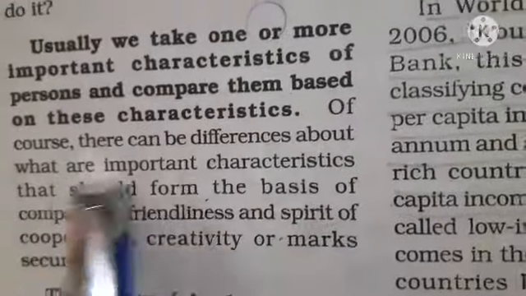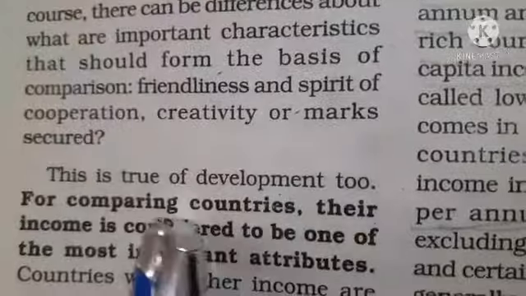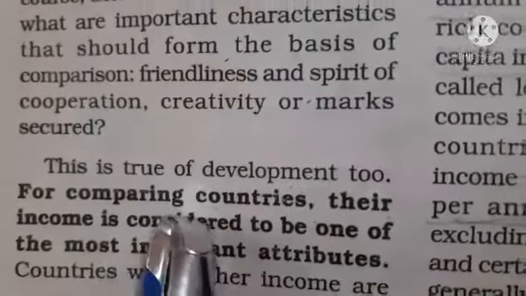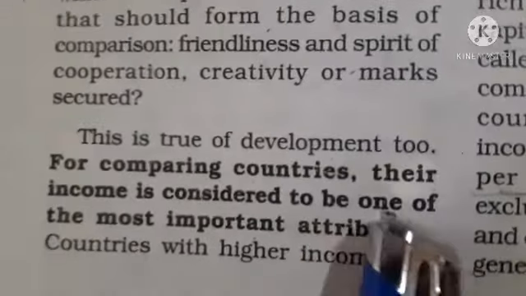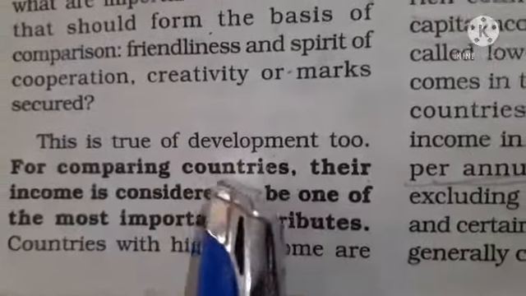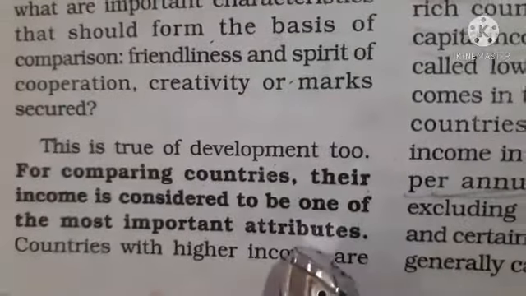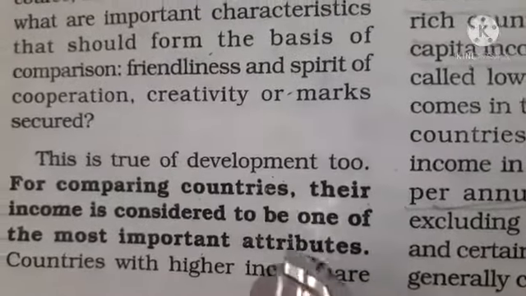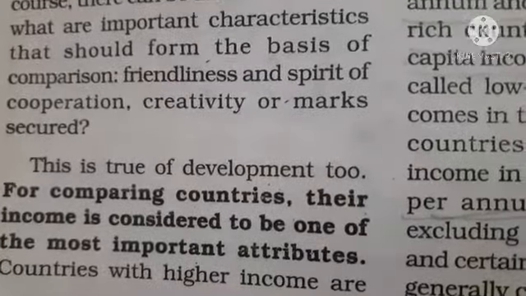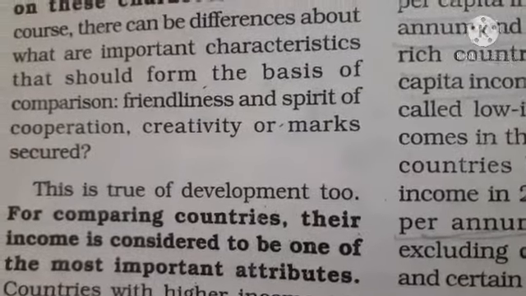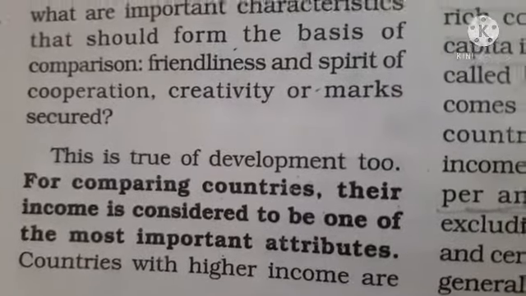So these criteria can be taken. Okay, so this is true of development too, for comparing. If we look at the same thing in terms of development, this is true for development also. For comparing countries, their income is considered to be one of the most important attributes. So for developed or underdeveloped countries, or we can say to see which country or state is developed, we take the income criteria.